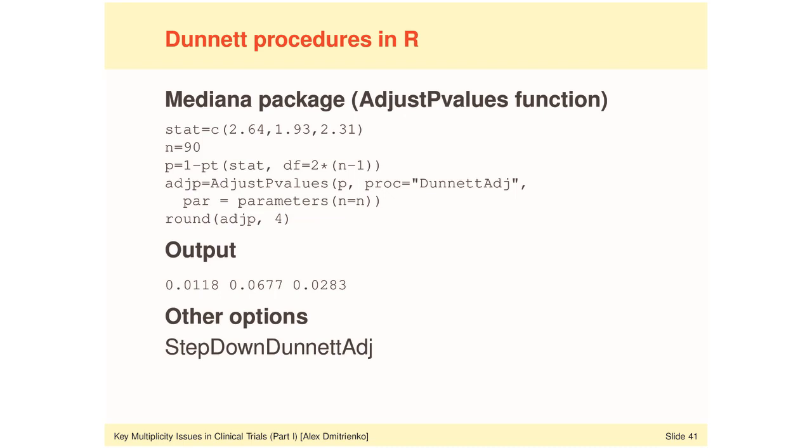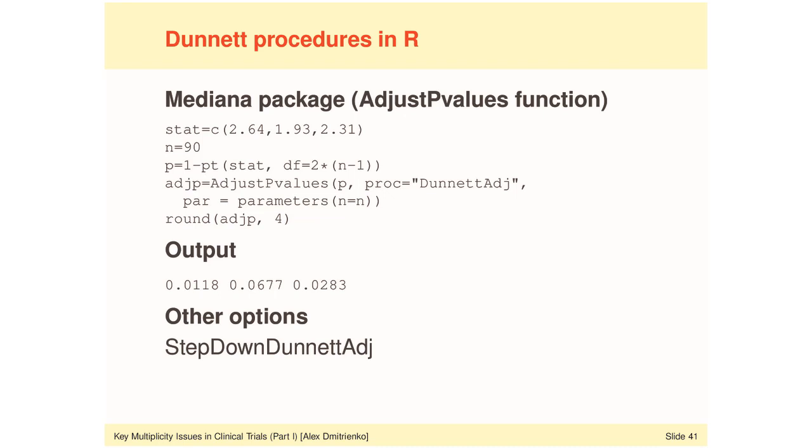Finally, very quickly, the adjust p-values function from the Mediana package can be called to implement several parametric procedures, including the single-step Dunnett and the step-down Dunnett. To show you how to implement the single-step Dunnett procedure, we need to first compute the vector of one-sided p-values from the test statistics. It's the vector p. This vector is passed to the function. The proc parameter is set to DunnettAdj, and again the suffix Adj indicates that this is a function that performs a multiplicity adjustment. And finally, the optional parameter par is used to specify the common sample size per arm, n is equal to 90 in this particular case.